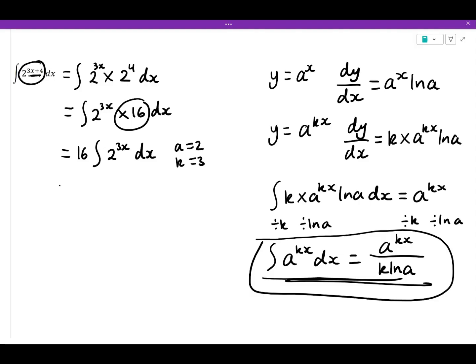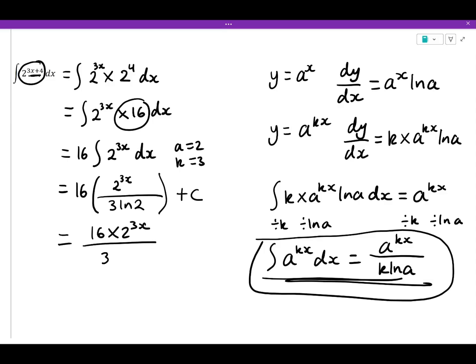Okay, so now let's try and substitute into our general format. Well, I've got 16, and then I'm going to open brackets. I've got a to the power of kx, so it's going to be 2 to the power of 3x, like that. Okay, so essentially the initial exponential. And then divided by our value for k, which is 3, multiplied by ln of the base of our exponential, which is 2, like that. And of course, plus c. Then the final thing I can do is multiply the 16 up to the numerator, and then I've got myself the final answer in this case.